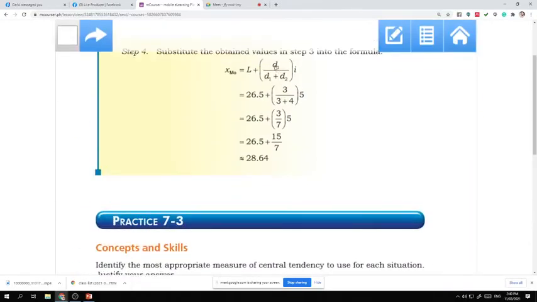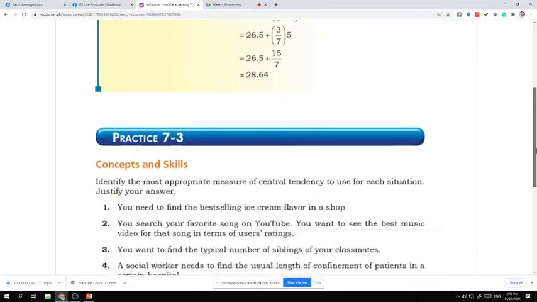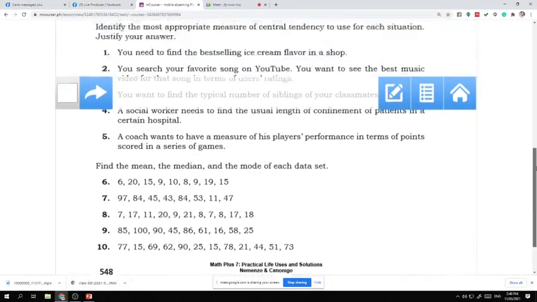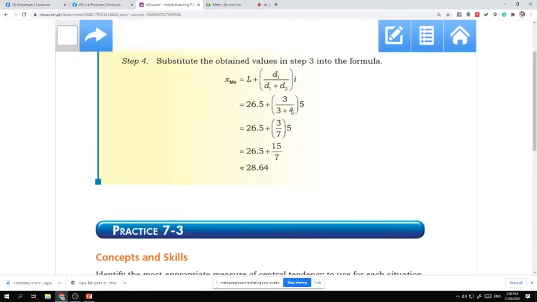So we have our D sub 1. We computed this. It's 3. D sub 1, it's 3 plus D sub 2, that's 4. And our class interval is 5. We all got this in our previous table. Look at our D sub 1, it's 3. Our D sub 2, that's 4. Okay? Now, you add first the denominator to make that 7. Then you can multiply 3 and 5, that's 15. Divided by 7, add the result to 26.5. And approximately our mode is 28.64.